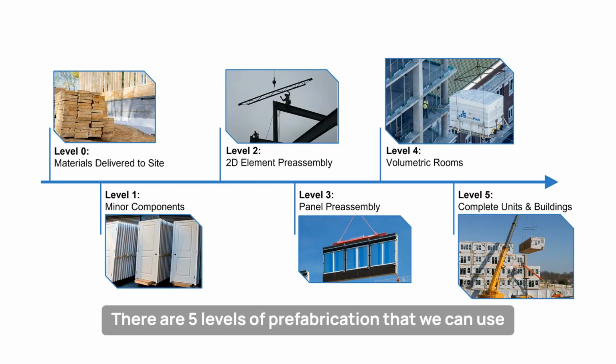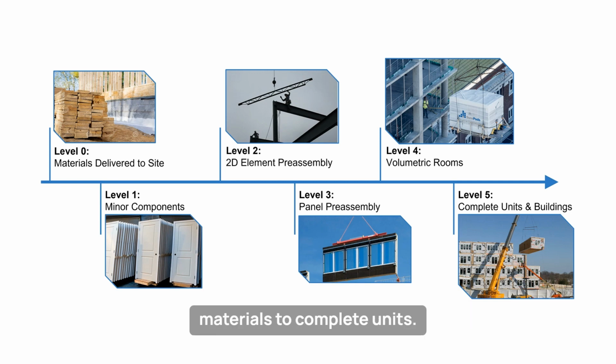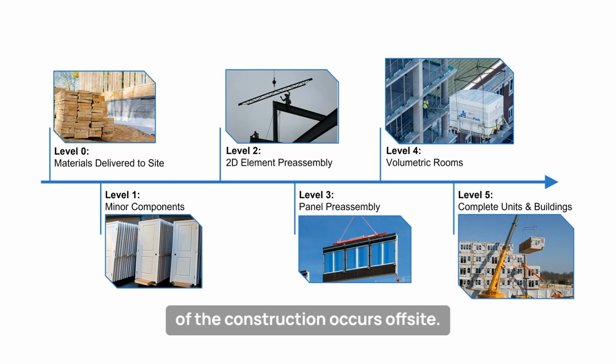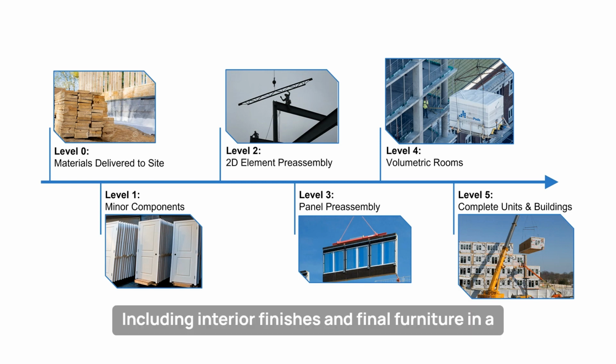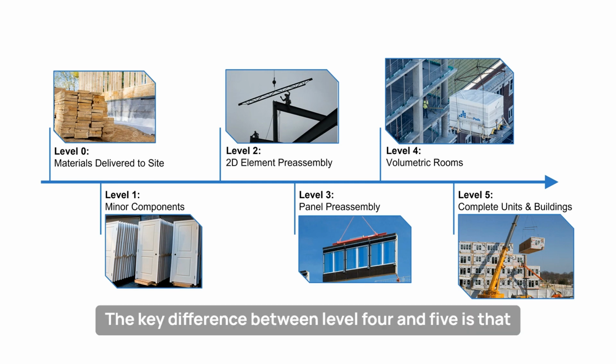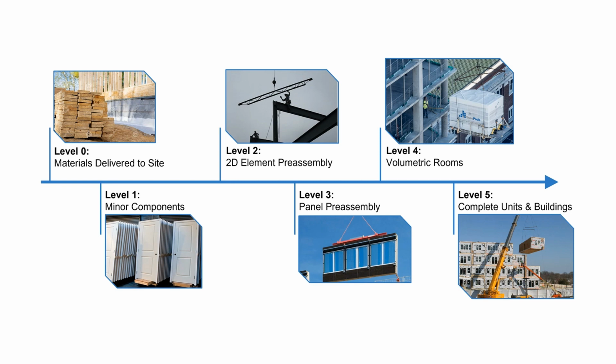There are 5 levels of prefabrication that we can use to classify modular construction methods, ranging from materials to complete units. Level 5 is very similar to Level 4, where the majority of the construction occurs off-site, including interior finishes and final furniture in a volumetric module. The key difference between Level 4 and 5 is that Level 5 modules are full living units.